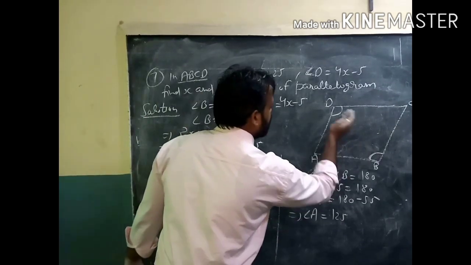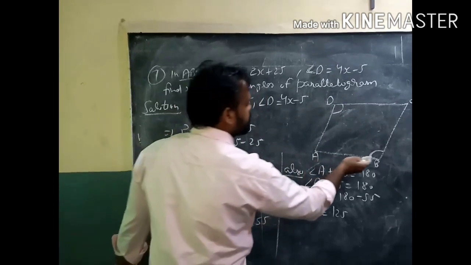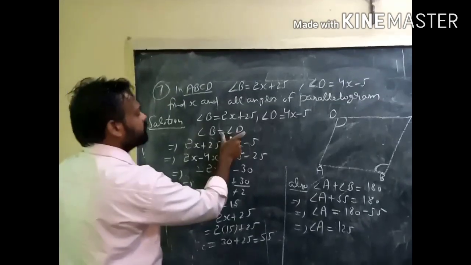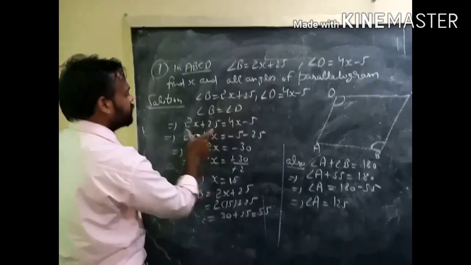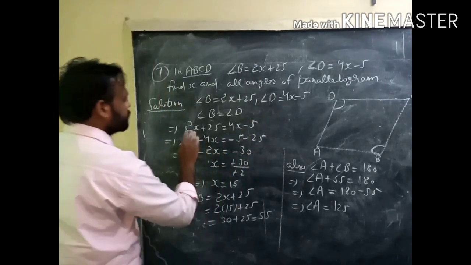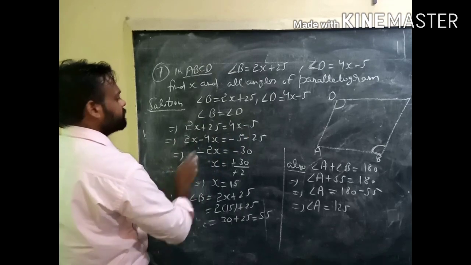We know that the opposite angles of the parallelogram are equal. So in this case angle B and angle D are opposite angles. So angle B is equal to angle D. So put the value of angle B, which is 2x plus 25, and D is 4x minus 5. Then take this 2x and this 4x on the left hand side.